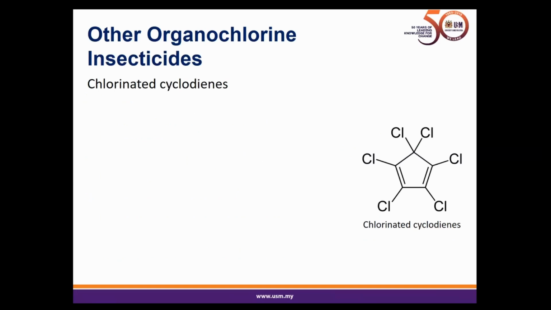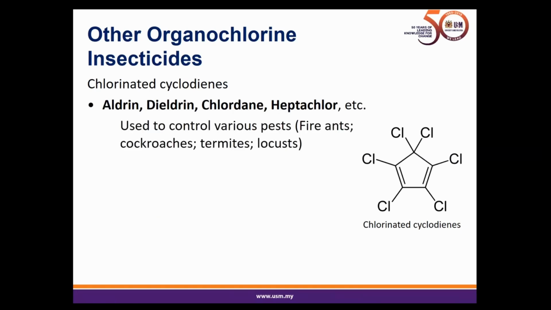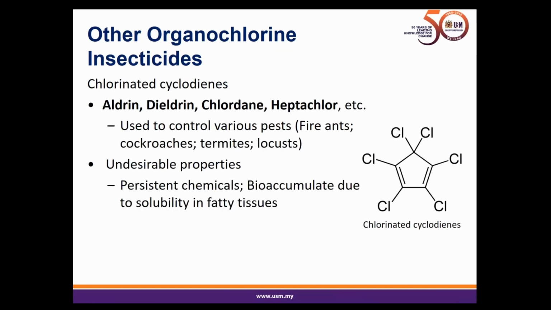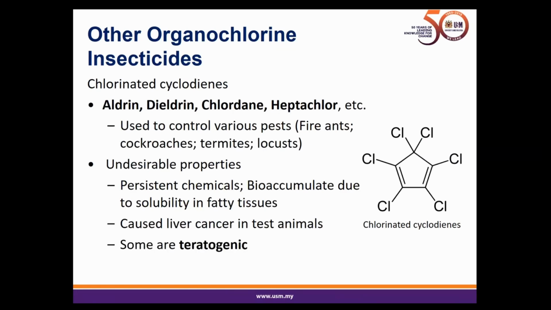Other types are chlorinated cyclodienes such as aldrin, dieldrin, chlordane, etc. They are used to control various pests such as fire ants, cockroaches, termites, locusts. Undesirable properties are that they are also persistent chemicals, they bioaccumulate, they cause liver cancer in test animals, and some are teratogenic. And they have been banned in the US.